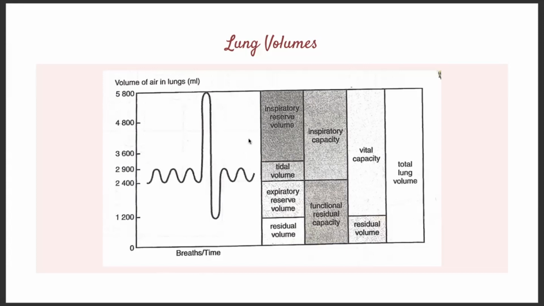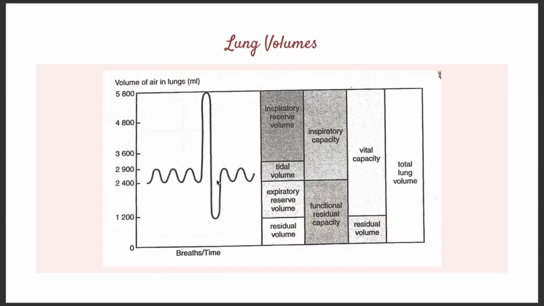Next is the inspiratory reserve volume. So this is the maximum additional volume of air that can be inhaled after a normal tidal inspiration. This is the normal tidal inspiration. This part here is the extra that can be breathed in. Okay, so basically when you tell a person to take a deep breath in, and it contains about 3,000 cubic centimeters of air.